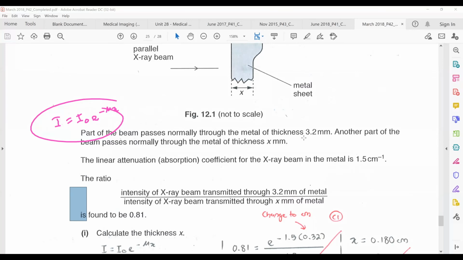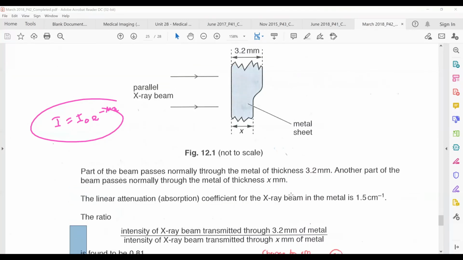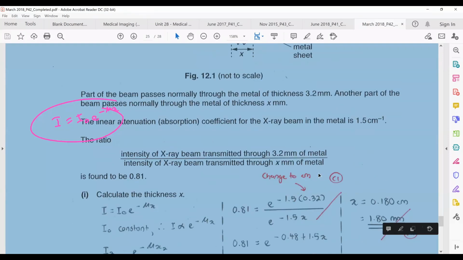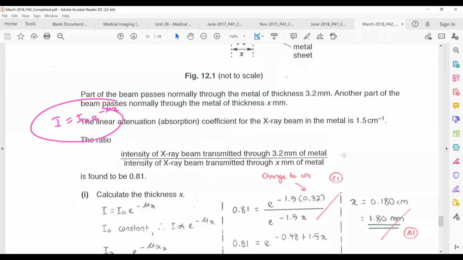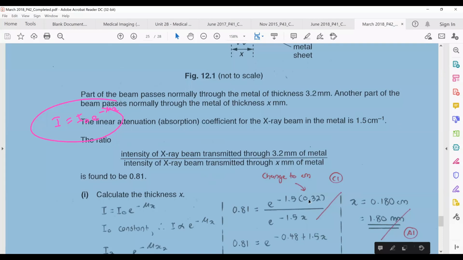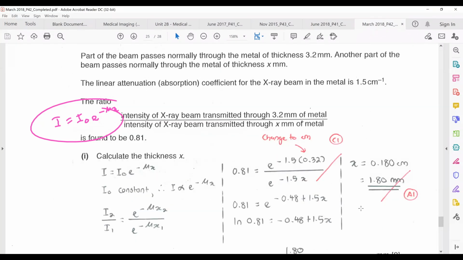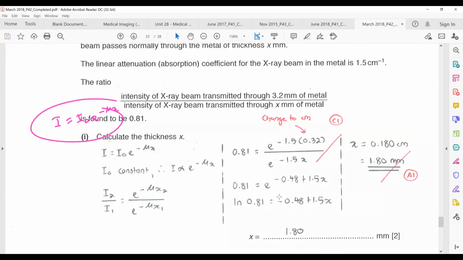The only thing you need to be careful about is your units. Your mu is per centimeter, but your thickness is in millimeter. So you need to change either one of the units so that they're exactly the same unit type. In my case, because mu is 1.5 per centimeter, the thickness I changed to centimeter. That's why now it's no longer 3.2 but 0.32. Then after that you just solve, and you get your answer is 1.8 millimeter.